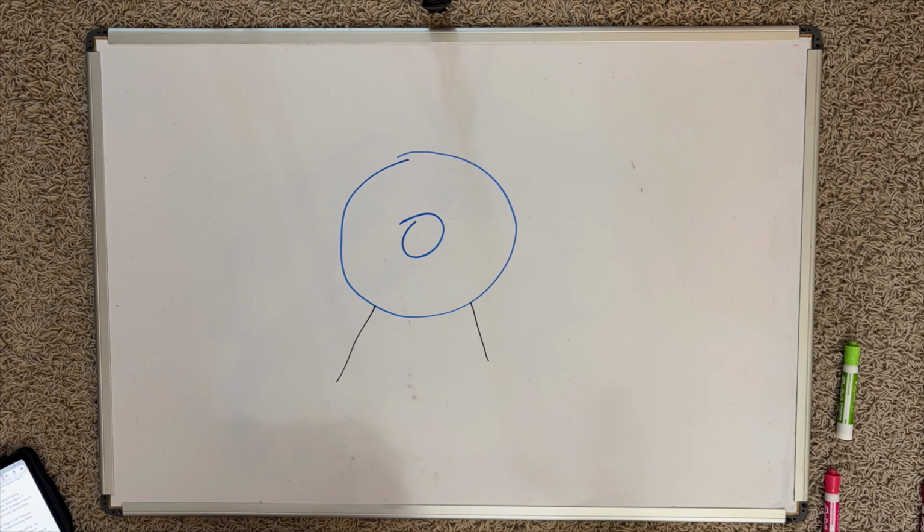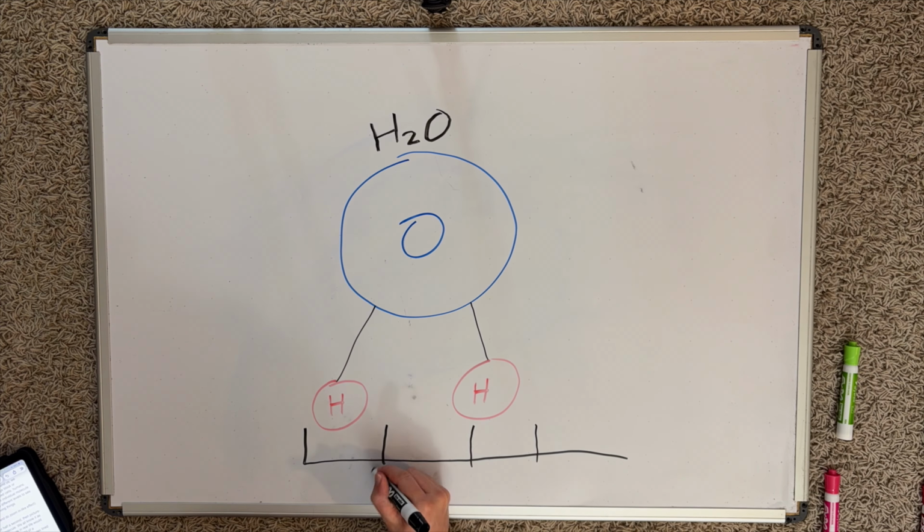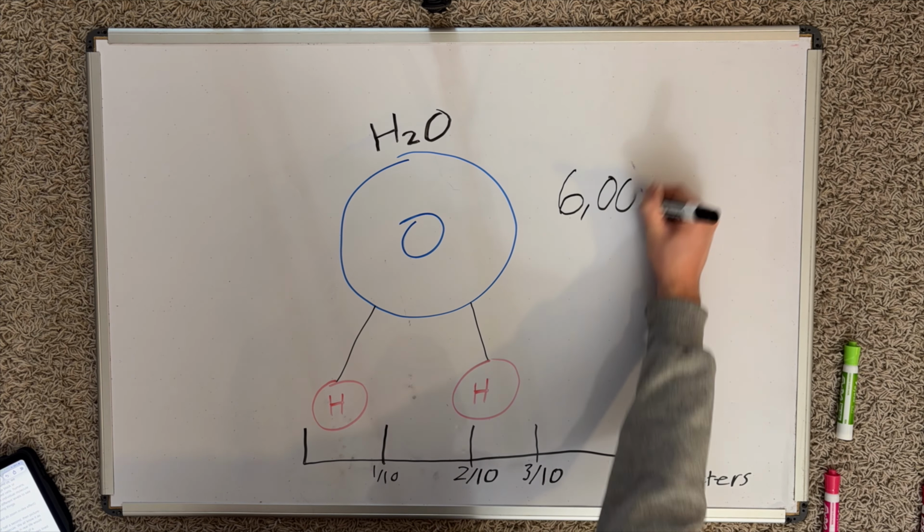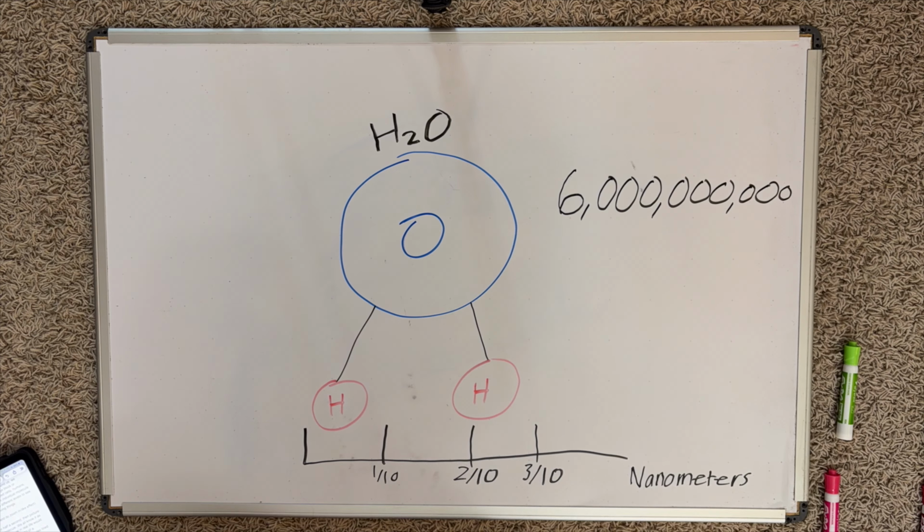Let's get started. This is a water molecule, also well known as H2O. While I haven't drawn it to scale, in real life it would be about 0.3 of a nanometer wide. It would take about 6 billion of these molecules lined up to be as tall as I am.